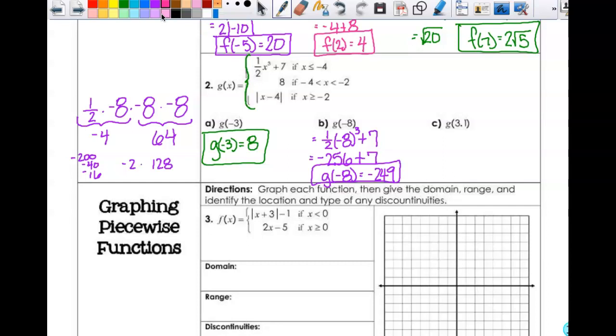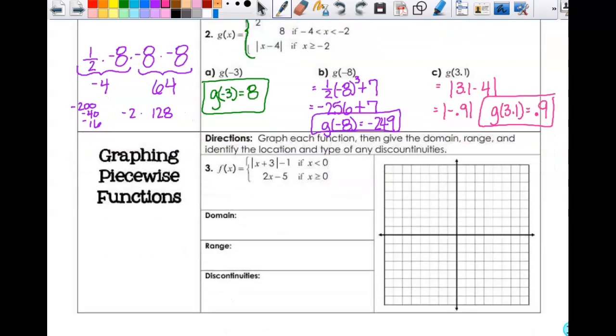So g of 3.1. So 3.1 is going to be greater than or equal to -2. So this is going to be the absolute value of 3.1 minus 4. So that's going to give me the absolute value of -0.9. So g of 3.1 is equal to 0.9. Okay. So that's how we evaluate piecewise functions. Let's see how we graph them.